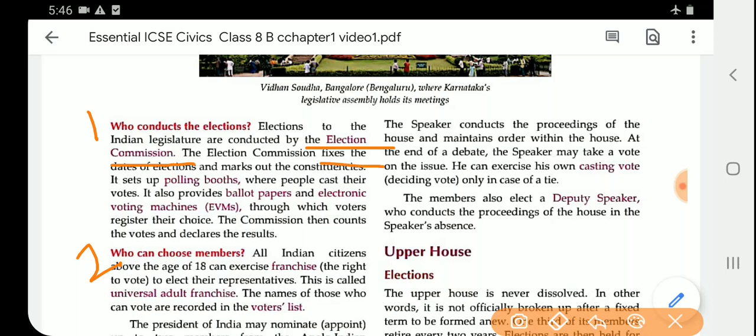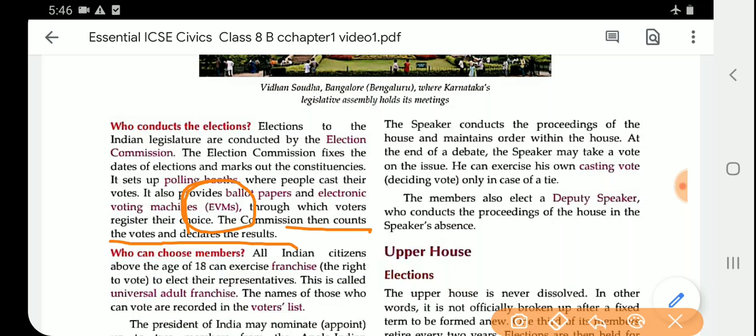Okay, they have to fix the date of elections, mark out the constituencies. Okay, now they have to set up the polling booths where people can cast their votes, and also they have to provide the ballot paper and electronic voting machines. Okay, voting machine is called in short EVMs, through which voters register their choice. The last final duty of the commission is to count the votes and declare the result.